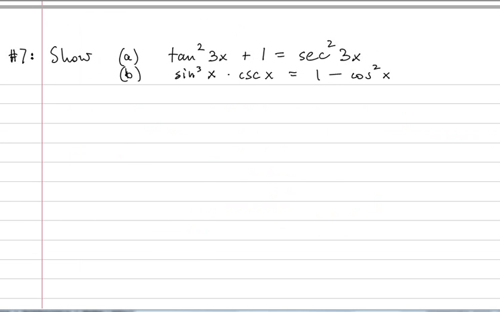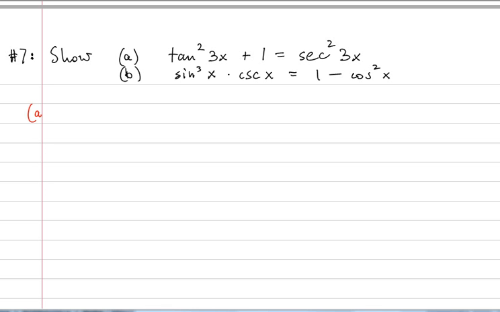Okay, so the next question is asking for some proofs. When we want to show an identity, what we can do first is transform this identity into something more manageable. Once we have it transformed into something more manageable, then we can look at whether the left hand side is equal to the right hand side using some trigonometric identities that we know.